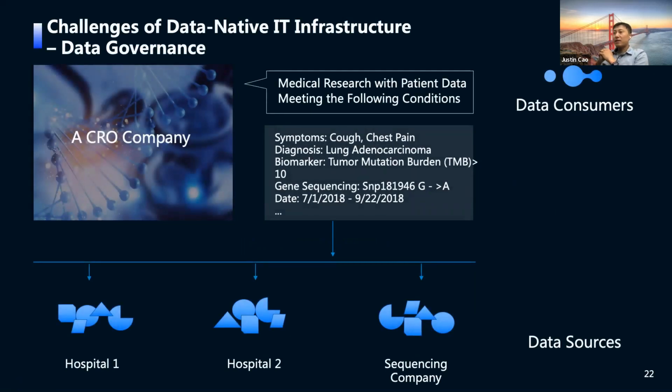Let's say we have a CRO company up here, and the CRO company wants to do some medical research work for a pharmaceutical company, but they want to find patient data, right? Meeting the following conditions: certain symptoms, diagnosis, certain biomarker, certain genome sequencing result, and the date, et cetera, a whole bunch of search criteria. So the company wants to find these data from the following organizations: some hospitals, maybe a sequencing company, a lab, right? So the top guy, the CRO company, is a data consumer. But down here are the data sources, okay?